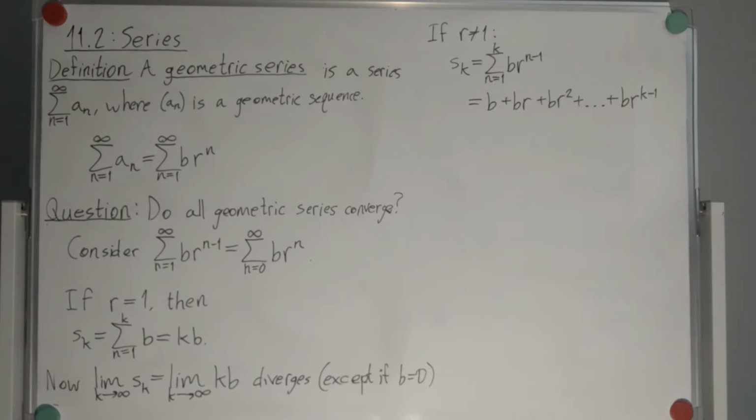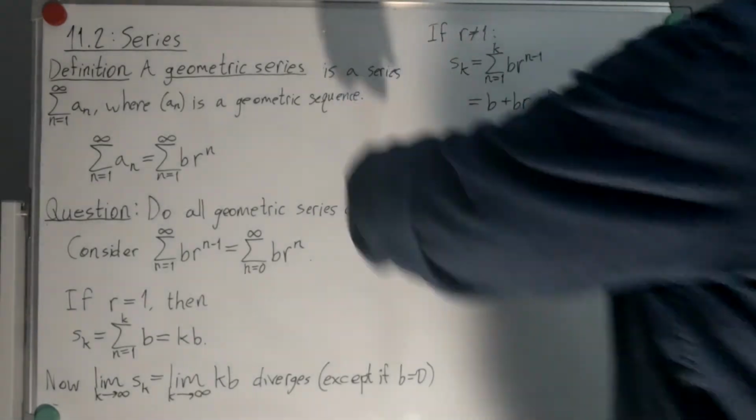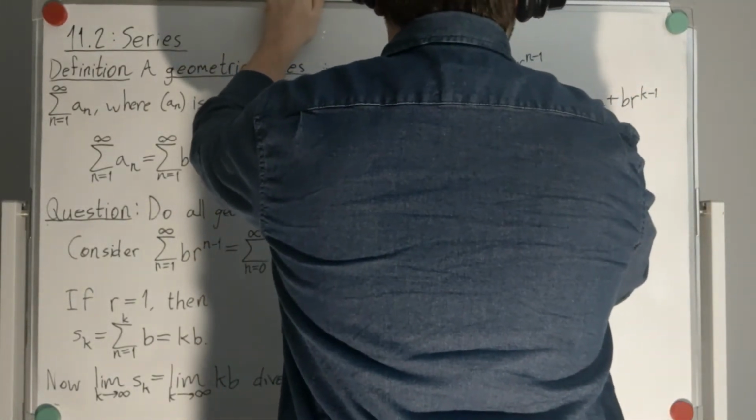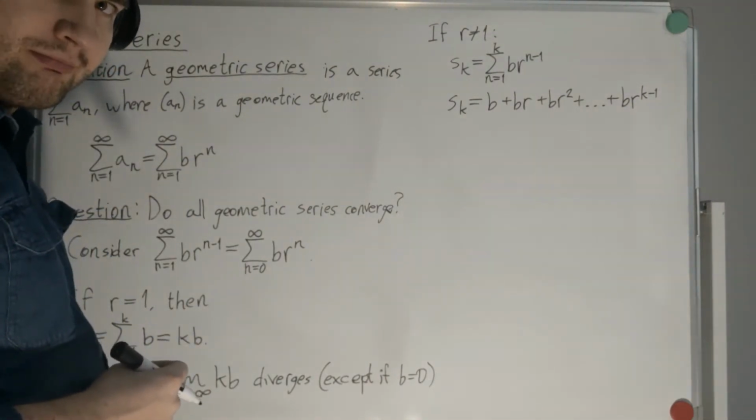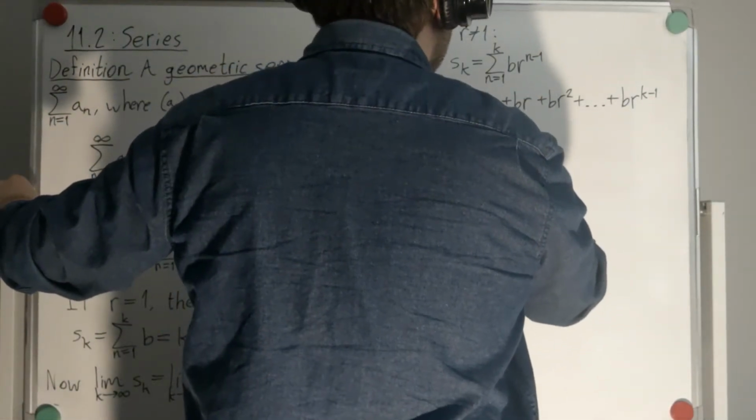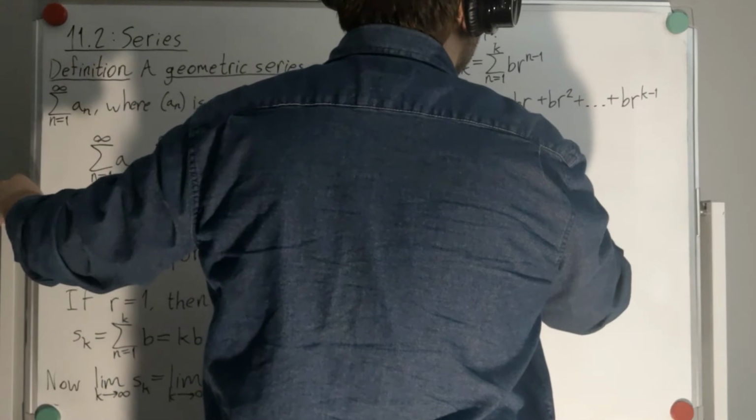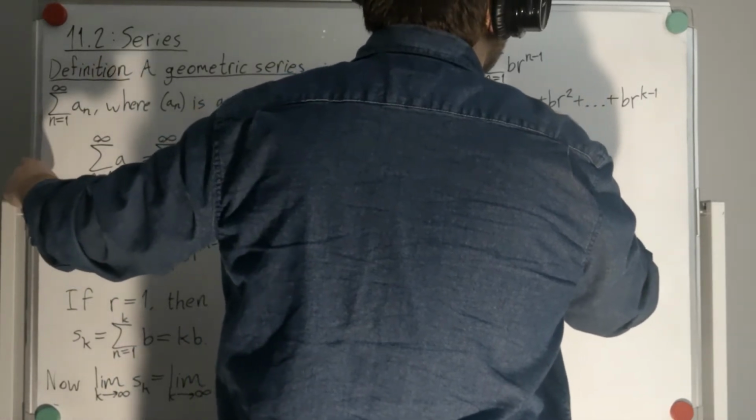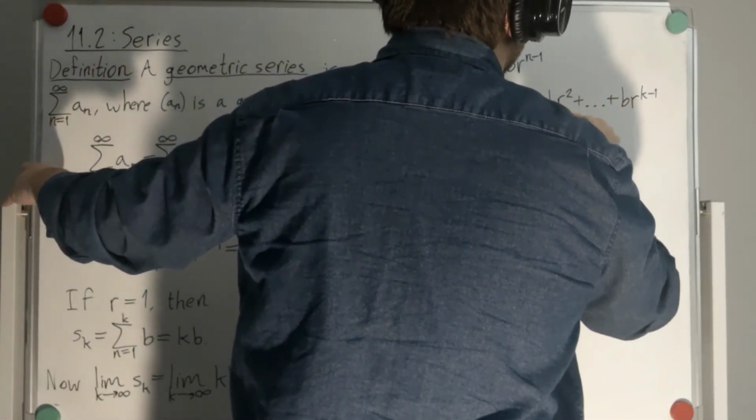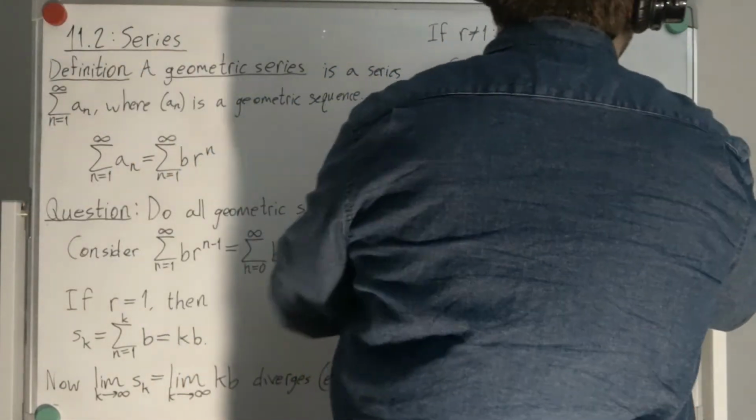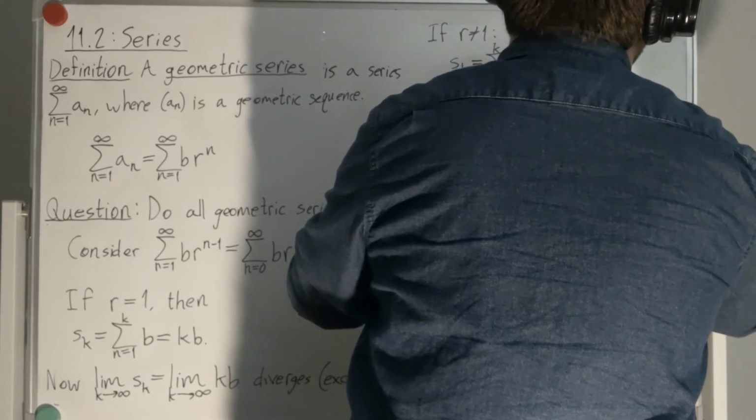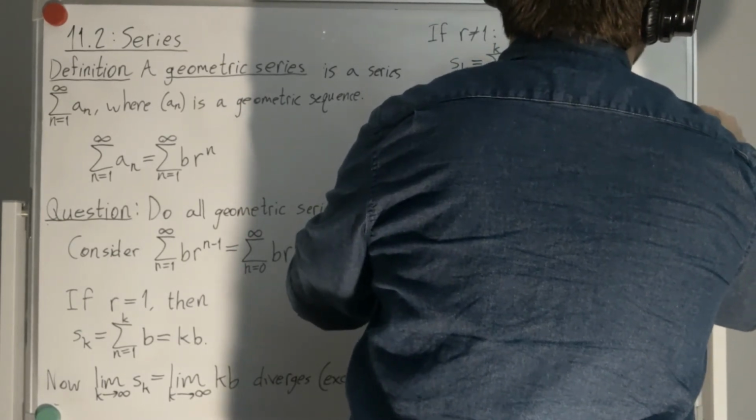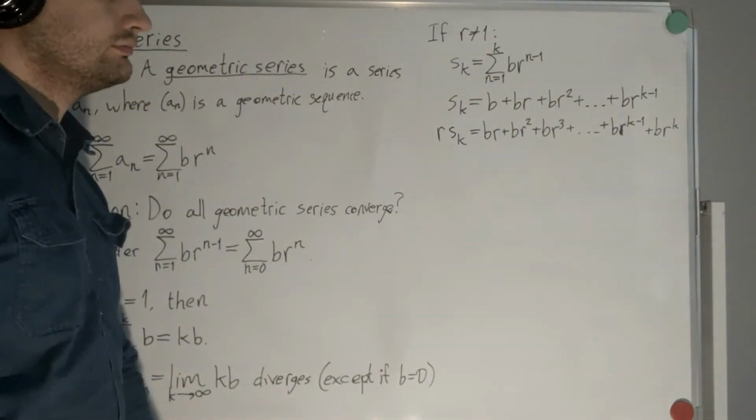Now, let's just think about this for a second. So this is sk. Now, what happens if you multiply sk by r? Well, if you do that, r times sk is now equal to br plus br squared plus br cubed plus dot, dot, dot, all the way up to br to the k. Right?